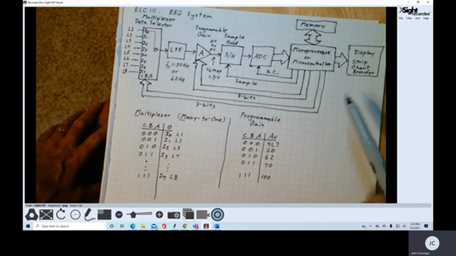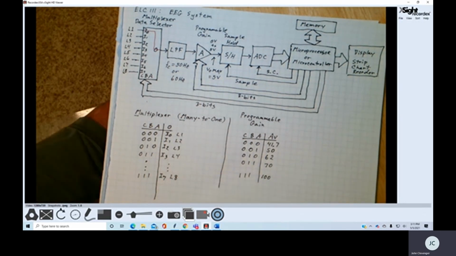But this is how all this stuff works together to make a functioning system that we can use to gather, store and display EEG waveforms.